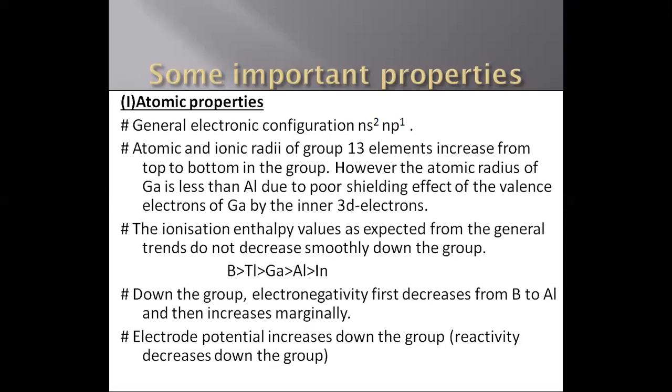Now, just as with atomic and ionic radii and ionization enthalpy down the group, electronegativity first decreases from boron to aluminium and then increases marginally, and the same reason applies here, the shielding effect. Then we talk about the electrode potentials. Down the group, electrode potential increases and the reactivity of these elements decreases.